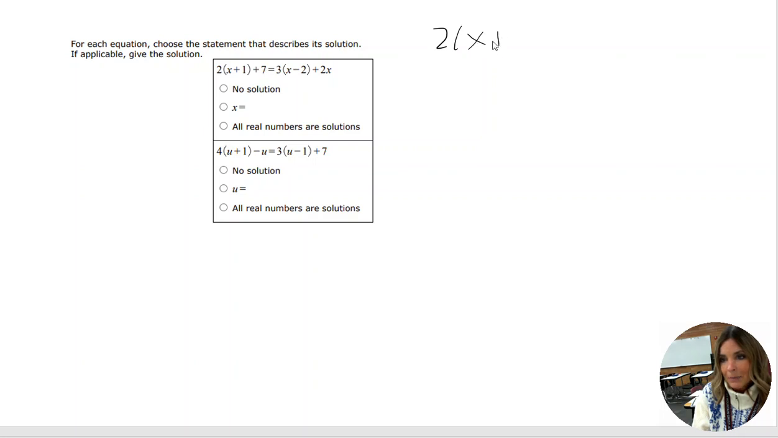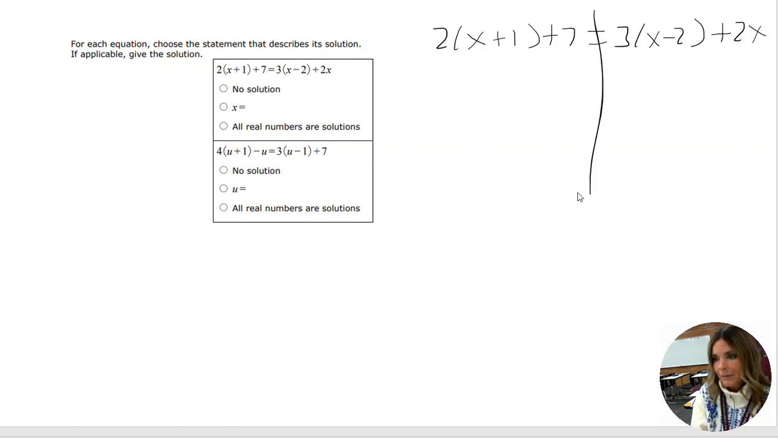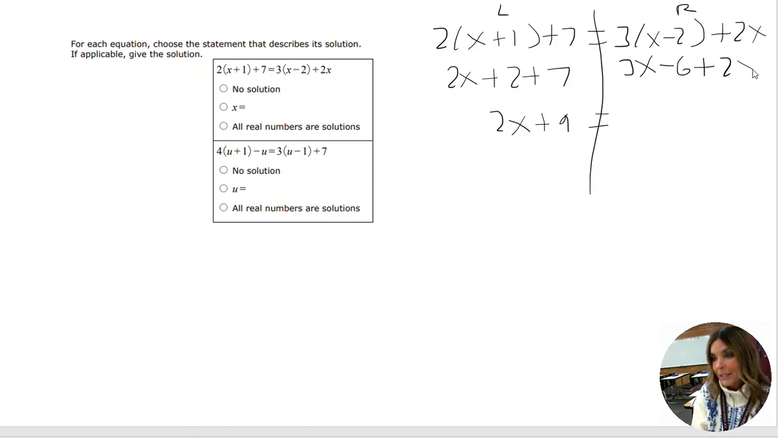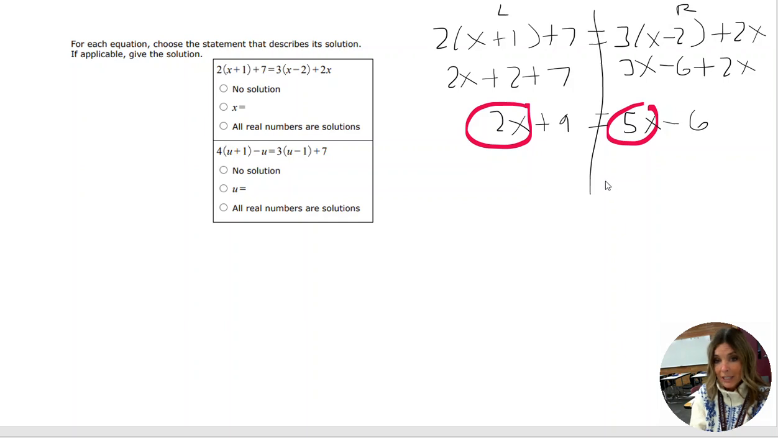2 times x plus 1 plus 7 equals 3 times x minus 2 plus 2x. So simplify the left. 2 times x is 2x plus 2 plus 7, which becomes 2x plus 9. Simplify the right. 3x minus 6 plus 2x ends up being 5x minus 6. Now, at this step, because these variable terms are different, we know that this equation is going to have one solution. And now we need to figure out what that solution is.